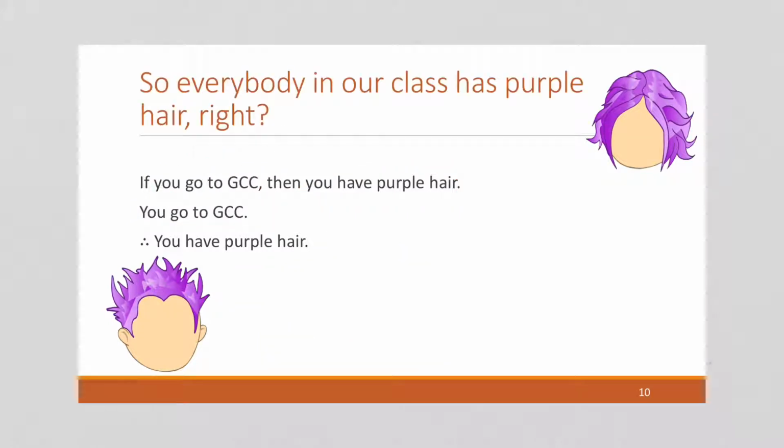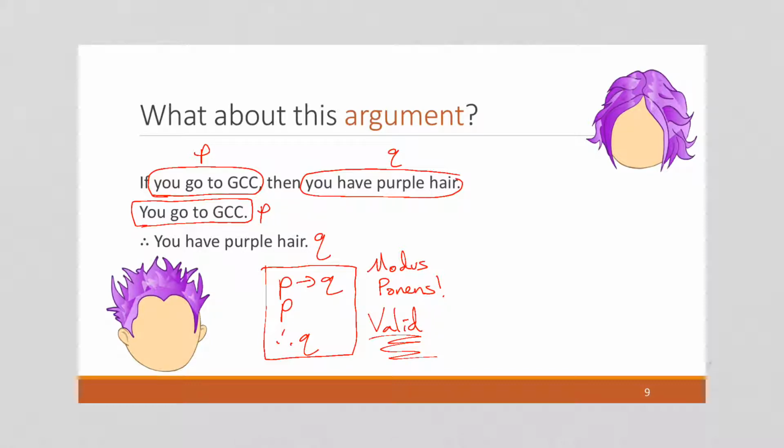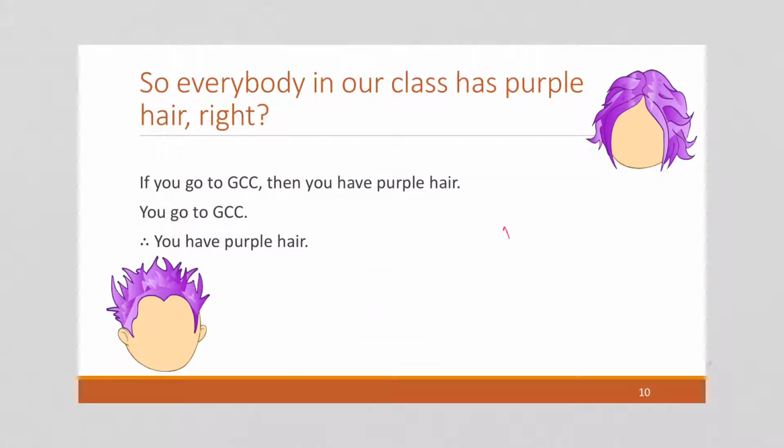Does that mean everybody in our class has purple hair? Well, no. And the reason is because even though this argument form is valid, it is unsound. And the reason is because this first premise is not true.